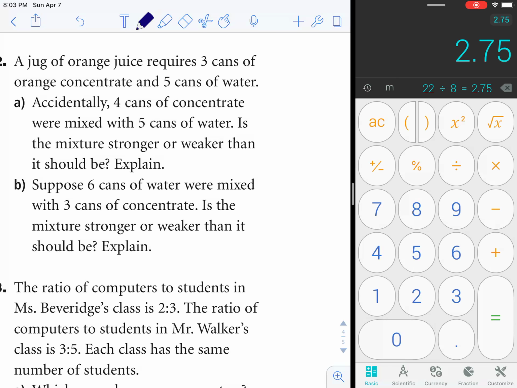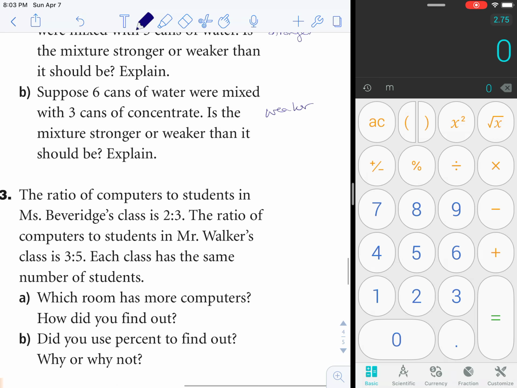Orange juice. Okay, so there was 3 cans of concentrate to 5 cans water. Accidentally 4 cans of concentrate, so we have 4 here, were mixed with 5 cans of water. Is the mixture stronger or weaker than it should be? Well, we have more concentrate, so it's going to be stronger. Suppose 6 cans of water was mixed with 3 cans of concentrate. This one's going to be weaker because there's going to be more water to dilute the taste.